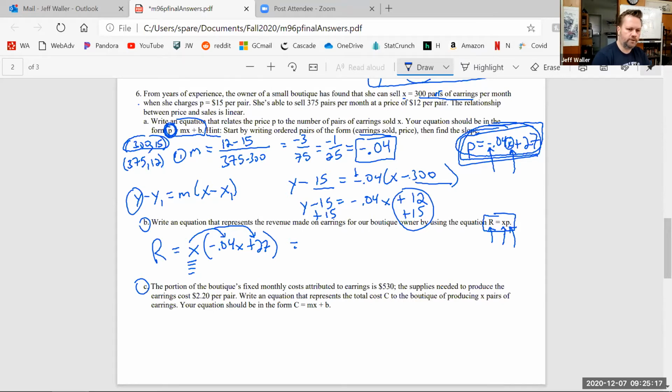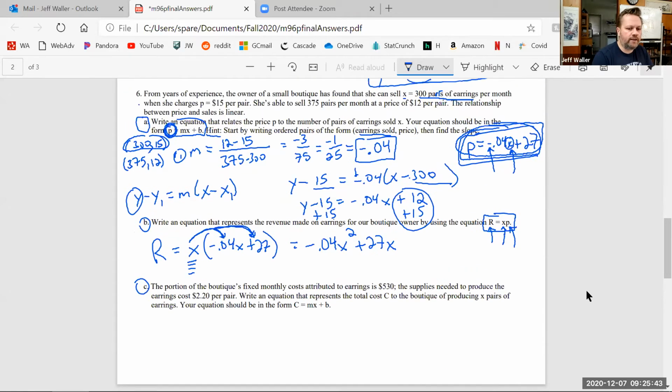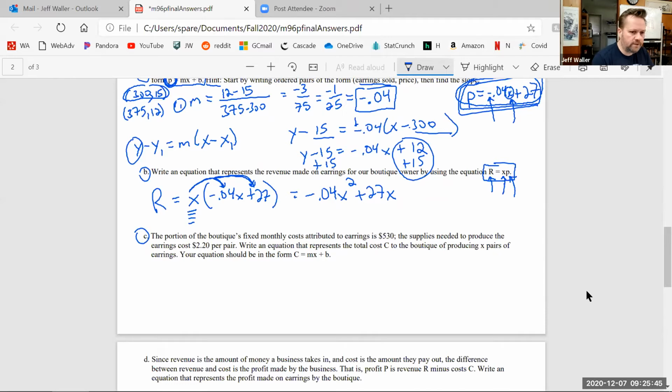All right, I'm going to do this real quick. So this is negative 0.04x squared plus 27x. Don't forget, distribute to both. So I like the way they do this. Part A was finding the equation of a line from 2 points, right? But in a physical context. Part C is finding the equation of a line not from 2 points, but from information, right?